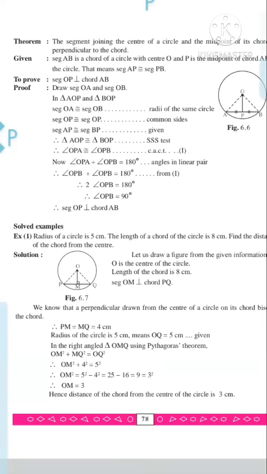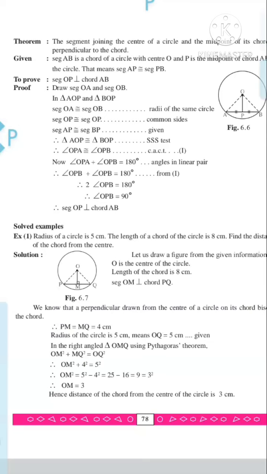Substituting the value, now 2 OPB is equal to 180 degrees. Therefore the 2 goes to the other side, 180 divided by 2, you will get 90 degrees, hence proved. So therefore segment OP is perpendicular to AB. Understood everyone? Now using these two theorems we are going to solve our sums.